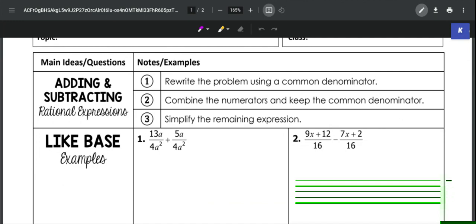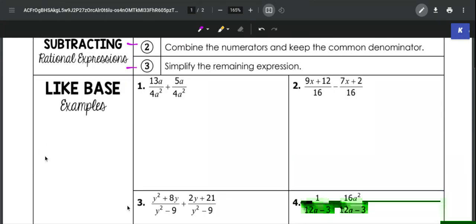So what you're going to do here is rewrite the problem using a common denominator, which the like base is already going to have. But then you're going to combine the numerator, keep the common denominator, and simplify the remaining expression. So let's look at numero uno.